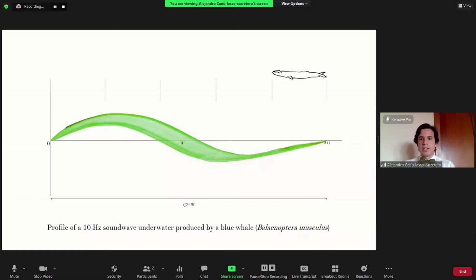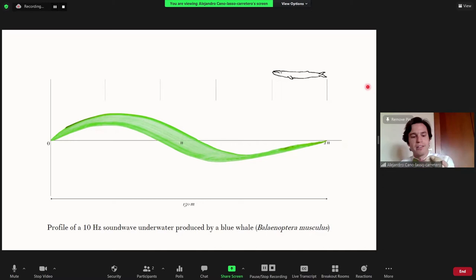This is the profile of a 10 hertz wave underwater. It's produced by the blue whale, which is the largest animal that ever lived on planet Earth. It is inaudible to the human ear. And underwater, these sounds have wavelengths of 150 meters. That is about five times the total length of the whale. So the first intriguing question that comes up when we study baleen whale hearing is, how is it that they can perceive these low frequencies with a tympanic bone that I can hold in my hand?